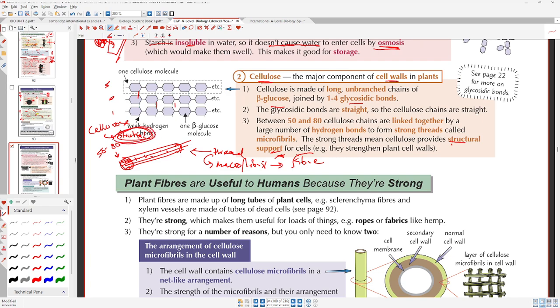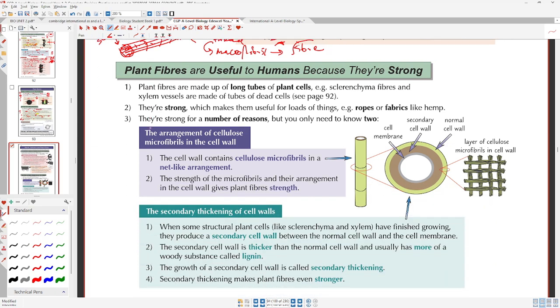Why is it used as structural? Because it has hydrogen bonds. It can form these microfibrils, and those microfibrils can form fibers which will strengthen the plant. Now, more specifically on fibers, these fibers will again be made out of long tubes of plant cells.